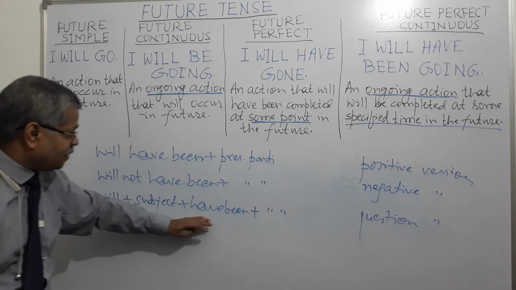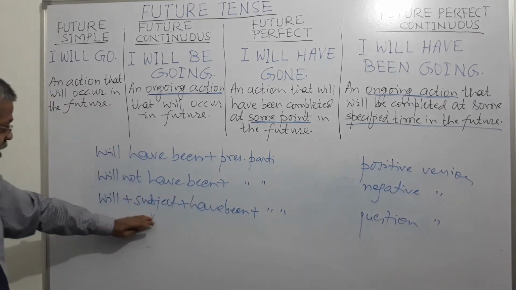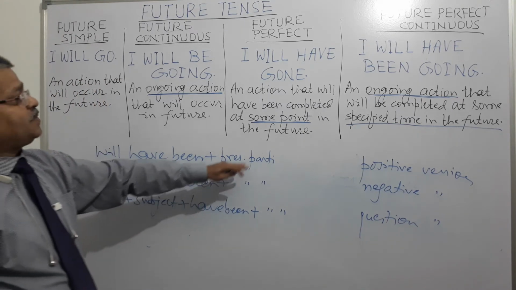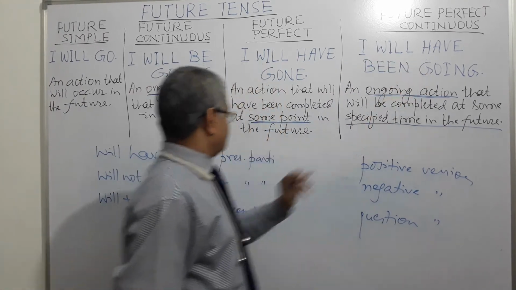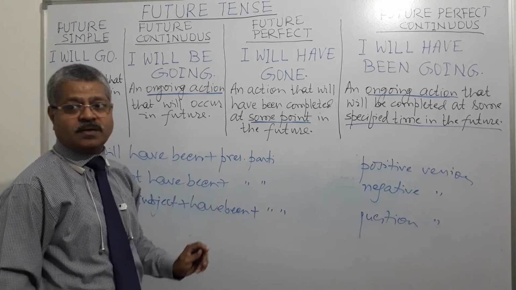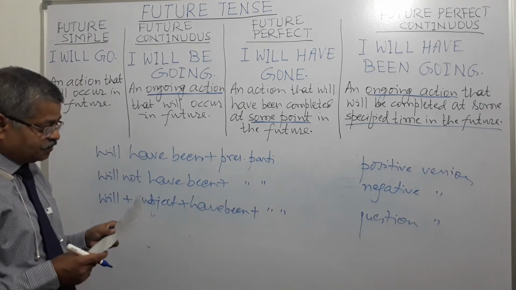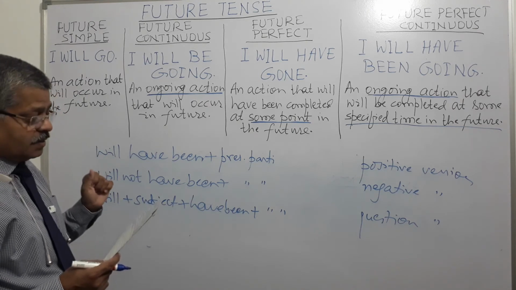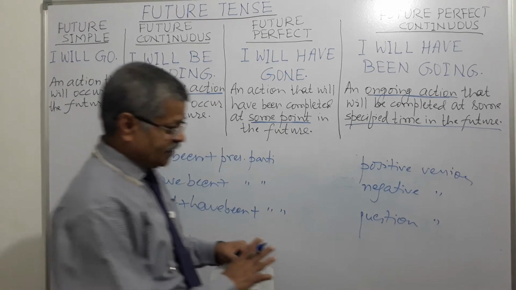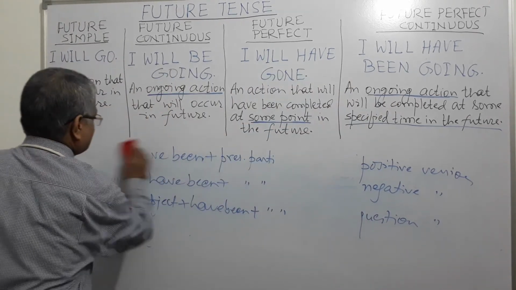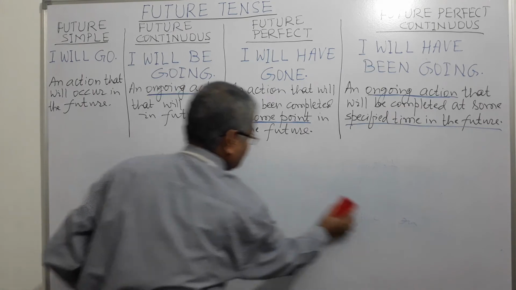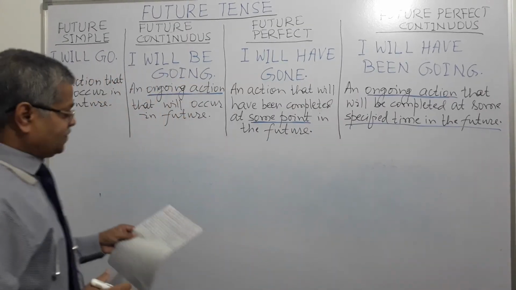Will Ram have been going? Will Ram have been studying? That is the question version. And will have been plus present participle, verb plus ing, is positive; will not is negative; and this one is the question, right? Now here you need to take care of one thing. We will frame one or two sentences to make it more clear, okay? So let's go to one sentence.